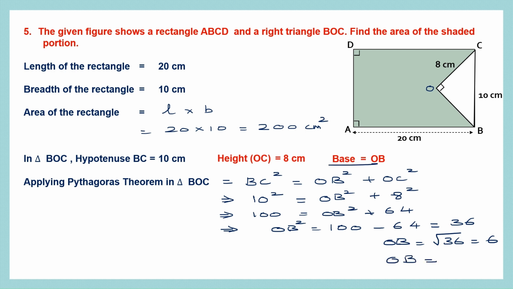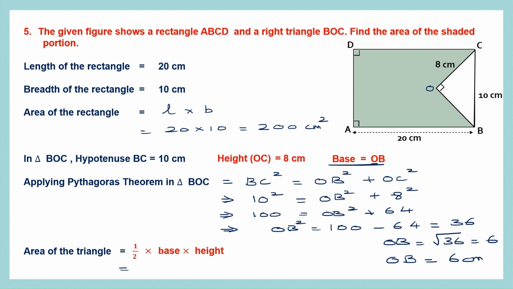Here we said OB is the base. So the base is 6 centimeters. Now that we have found the base and we have the height, we can apply the formula to find the area of the triangle. And what is the formula? Half into base into height.